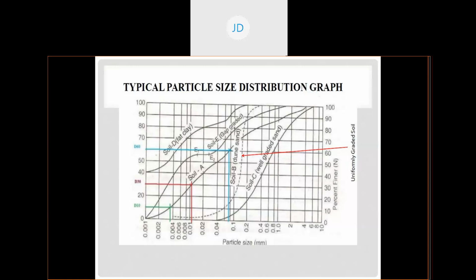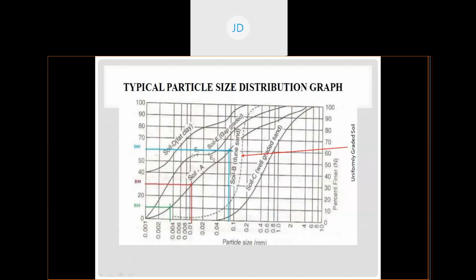See, this dashed curve represents uniformly graded soil. And this one, soil C, is the representation for well graded soil. And this soil is for gap graded soil. Why is it called gap graded?